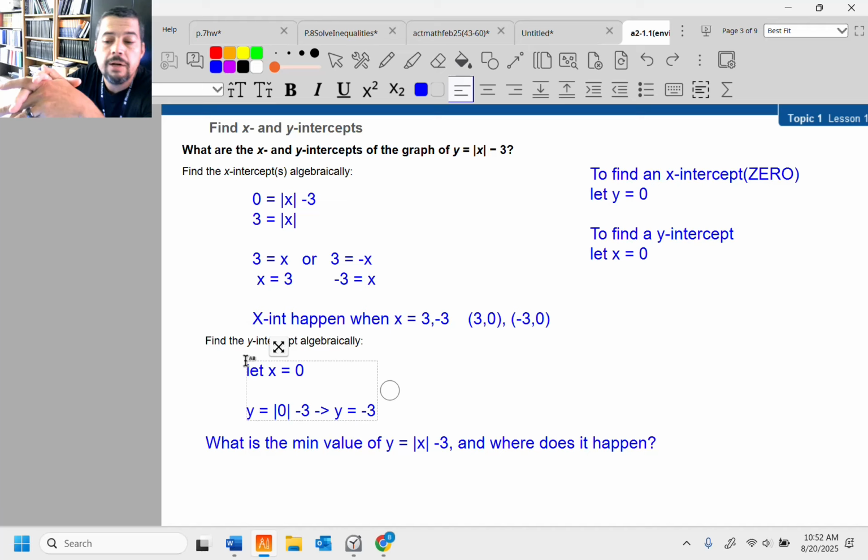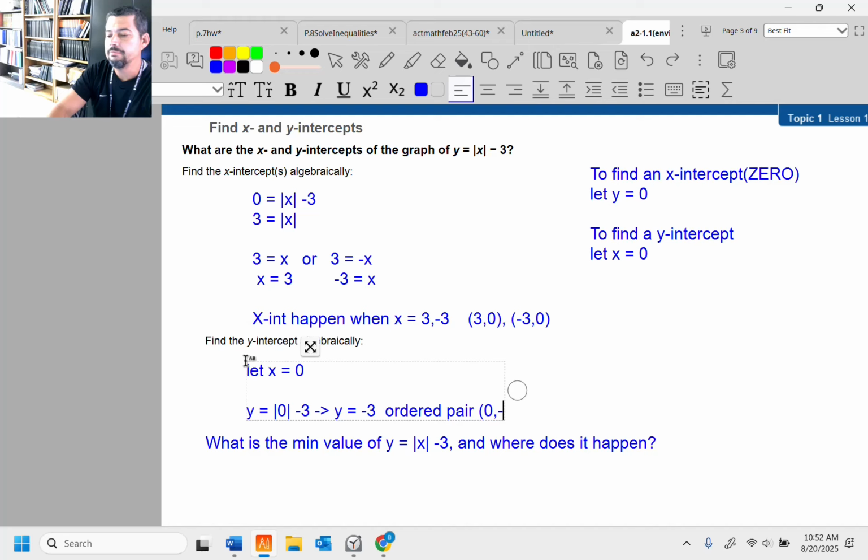Anyways, that tells me y is negative 3. Now, if we think about our ordered pair, this happened when x was 0. All right, what is the minimum value of y equals the absolute value of x minus 3?